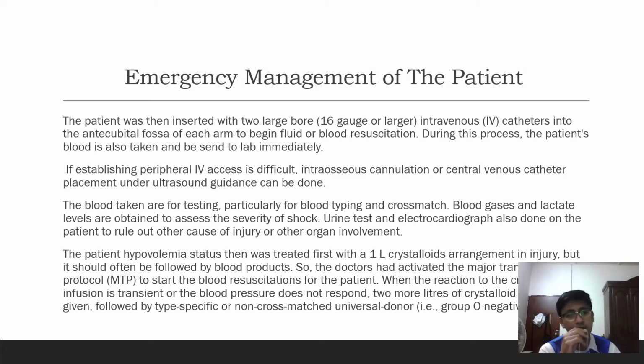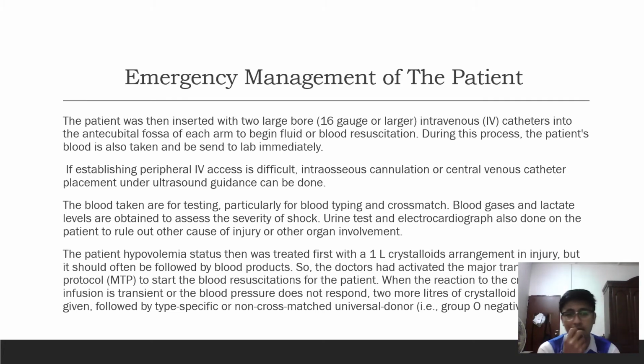Next, after vital signs were taken by the medical assistant, the patient was then inserted with two large bore intravenous catheters. Large bore meaning 16 gauge or larger IV catheters inserted into the antecubital fossa of each arm of the patient to begin fluid or blood resuscitation. During this process also, the patient's blood is taken and sent to the lab immediately.